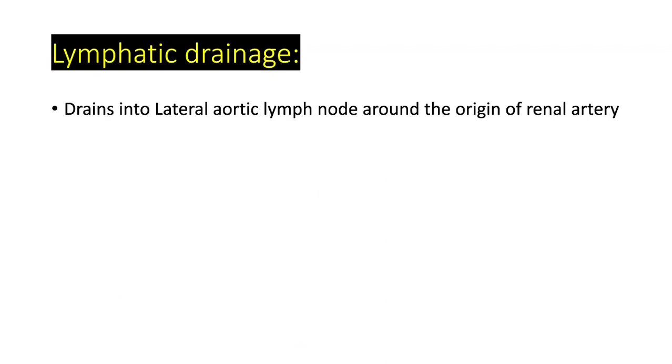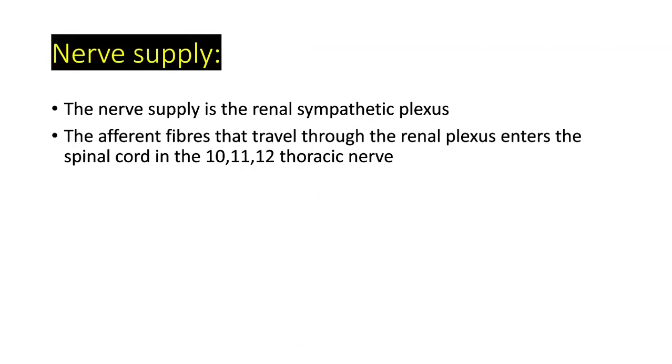Lymphatic drainage is directly into the lateral aortic or para-aortic lymph nodes. Nerve supply is from the renal sympathetic plexus. Efferent nerves travel through the renal plexus and enter the spinal cord at the 11th.